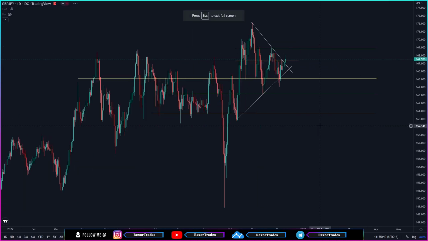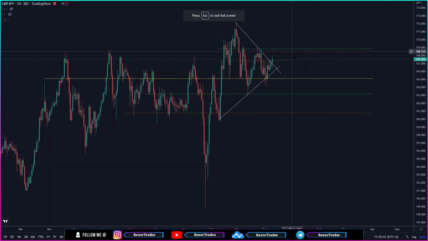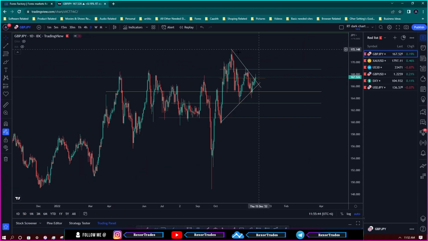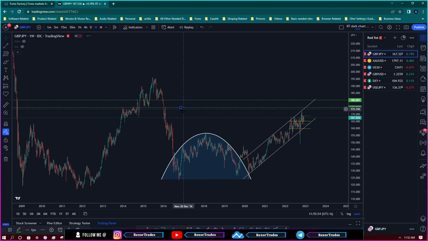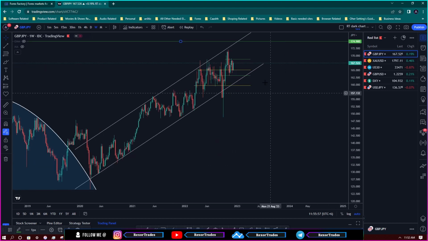And if GBPJPY even makes a breakout of this previous high, then we can expect GBPJPY to continue pushing up and retesting this key level while moving in respect to this higher time frame uptrend channel to create a higher high, which again has multiple major retest points that we just talked about on the weekly time frame analysis.